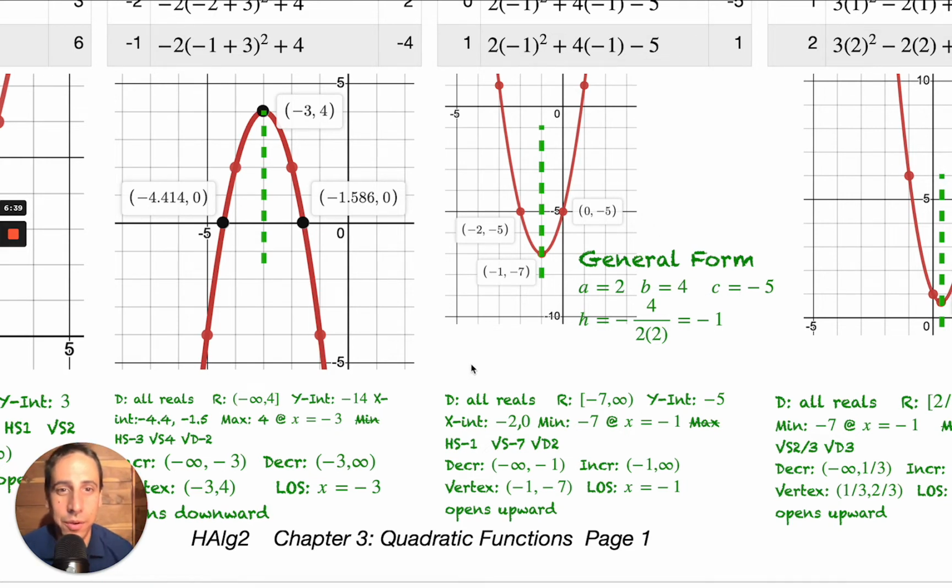Domain, again, is all reals. The range, the collection of all the y values, goes from negative 7, that's the lowest y value, up to positive infinity. It has a y-intercept of negative 5, an x-intercept of negative 2, and also 0, and has a minimum of negative 7 at x equals negative 1. There's no maximum value of this function. It just keeps on increasing forever and ever. It has a horizontal shift of negative 1, a vertical shift of negative 7, and a vertical dilation of 2.